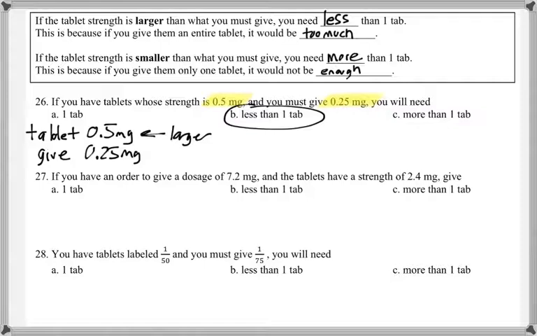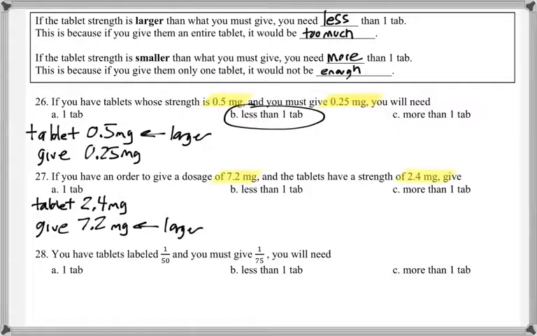If you have an order to give a dosage of 7.2 milligrams, and the tablets have a strength of 2.4 milligrams, so the tablets have a strength of 2.4 milligrams, and we're supposed to give 7.2 milligrams. This is larger, so we need more than one tab.